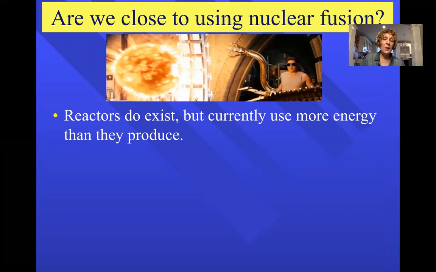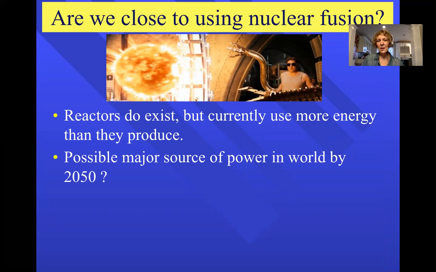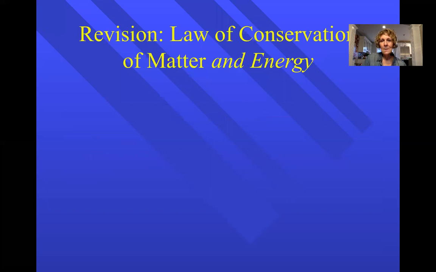So right now we have done nuclear fusion, but right now it uses more energy than it produces. But we're very hopeful that by the year 2050 we will be able to master nuclear fusion, and that can help us with our energy demands in the world today, along with solar, wind, geothermal, and of course hydrogen fuel cell energy.